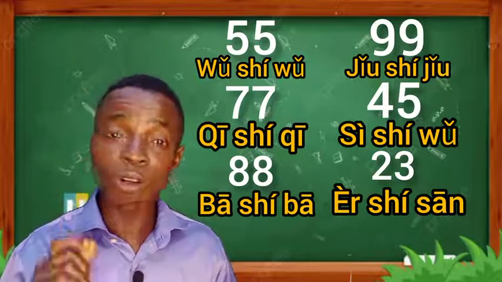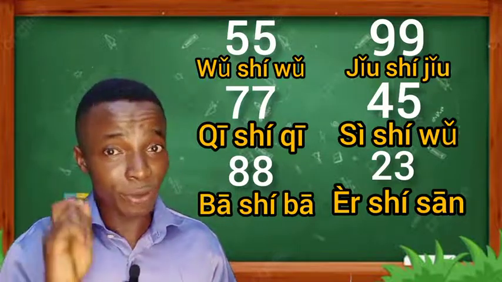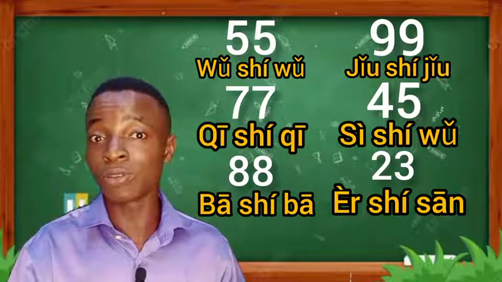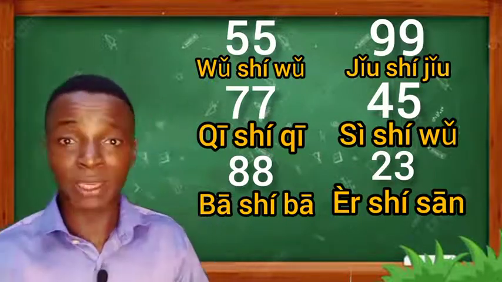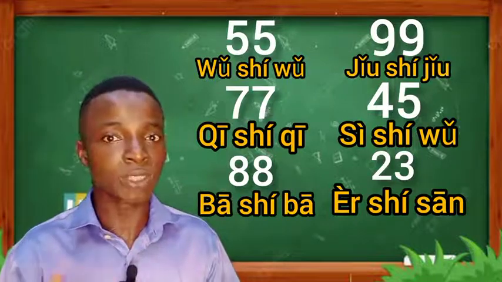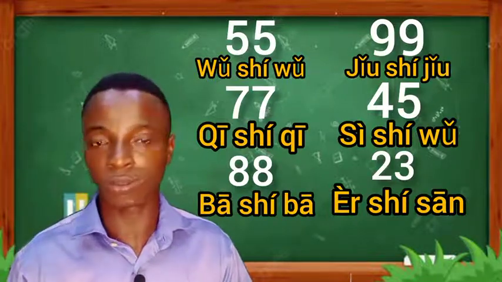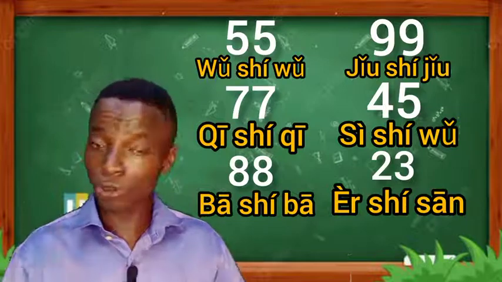You've seen that counting from 11 to 99 is very simple, but only if you can count from 0 to 10. That is how it's going to be simple for you. But in a situation whereby you cannot count from 0 to 10, it's going to be very, very difficult for you. And remember your tones.